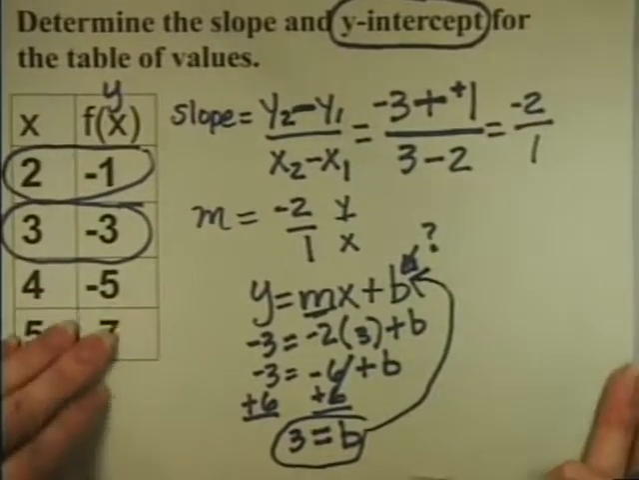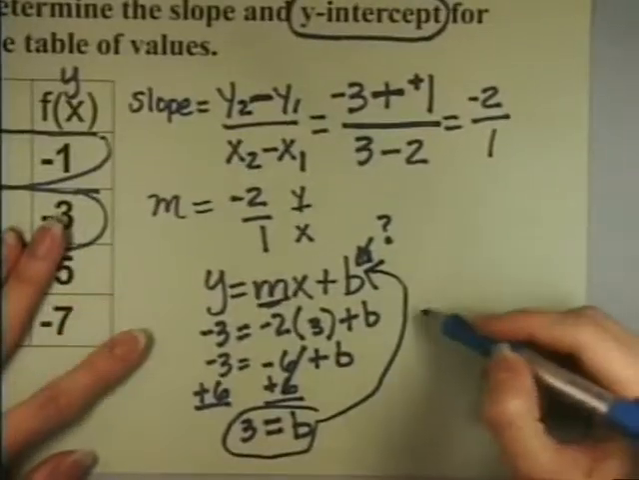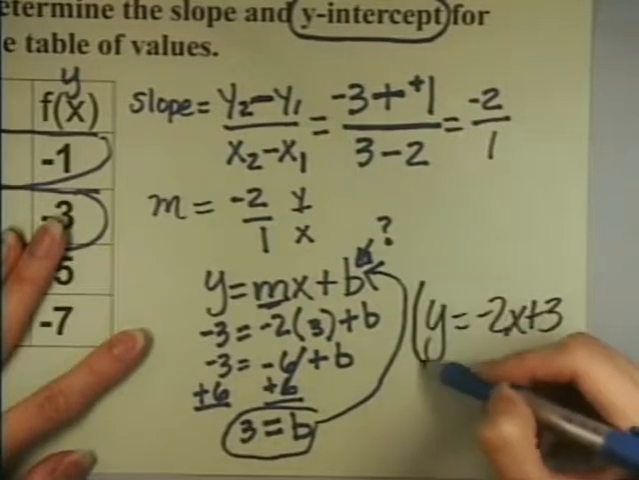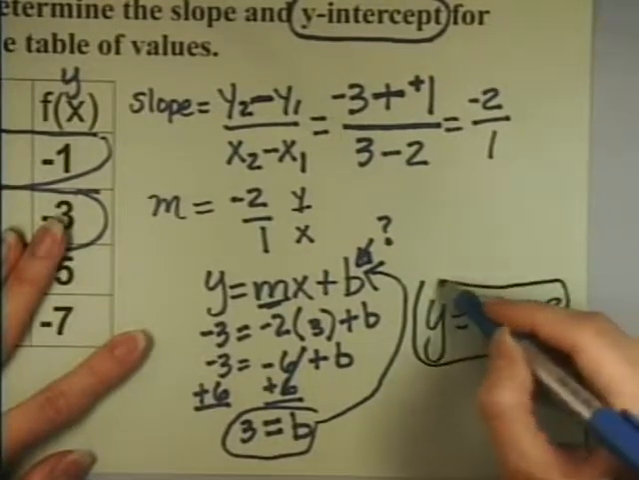Okay, so here we go. What's my equation of the line? Y equals -2x plus 3. Woohoo!